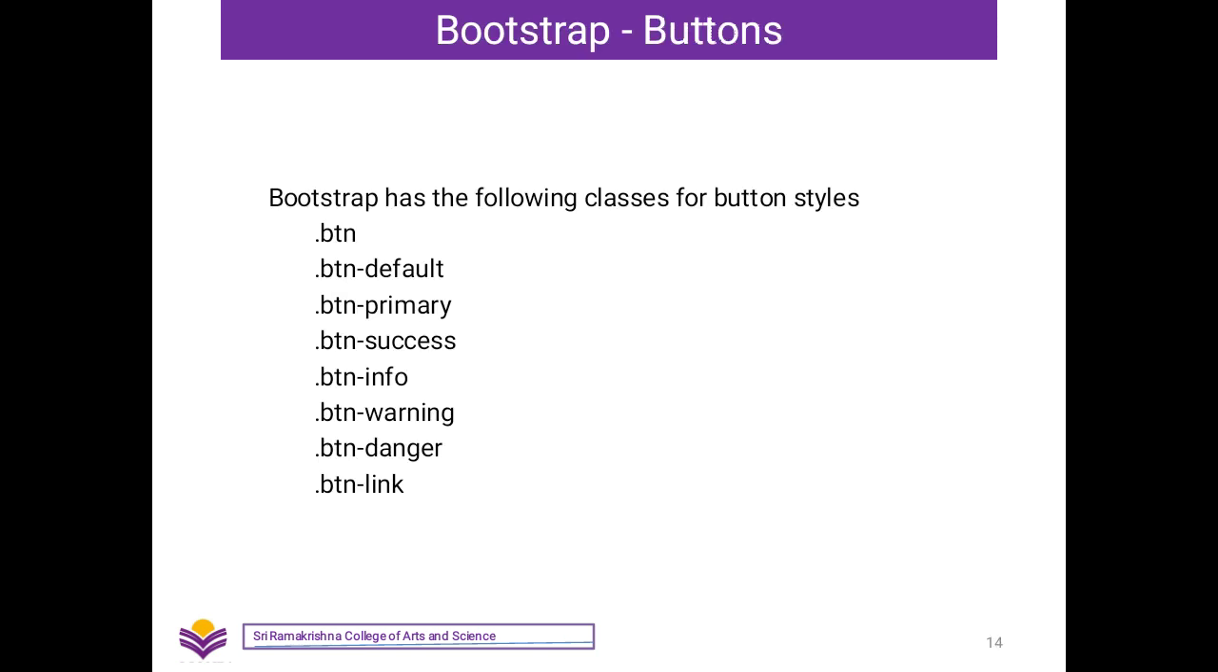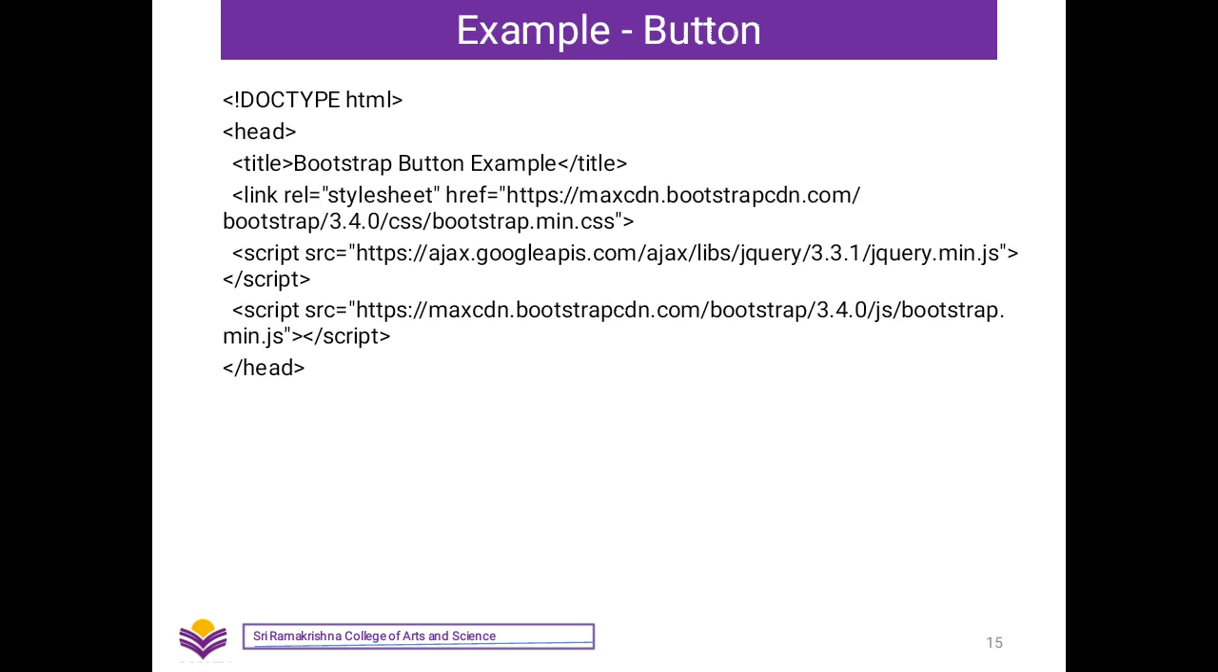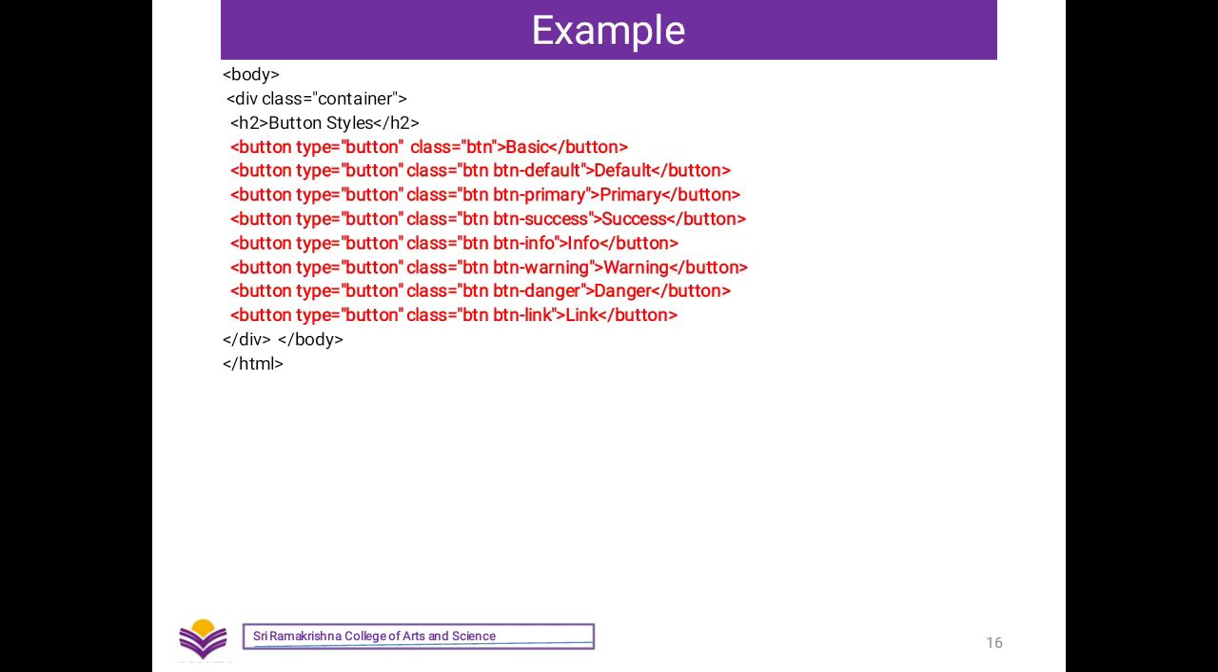Next we will see button styles in Bootstrap, which has basic, default, primary, success, info, warning, danger and link. Sample code using these Bootstrap styles includes Bootstrap CSS, jQuery, and Bootstrap library files in the head section. Inside the body tag, different button styles are given using the class attribute.